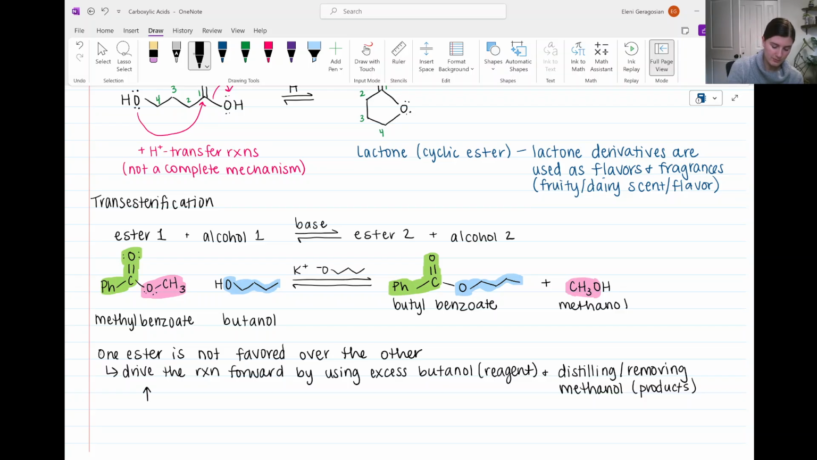So this follows Le Chatelier's principle, which we've talked about in the past. If we have a reaction in equilibrium, we can drive it forward, in this case by adding more reagents or removing products.